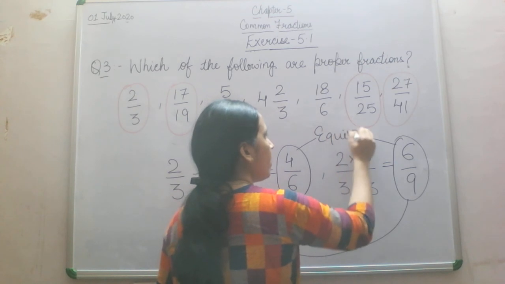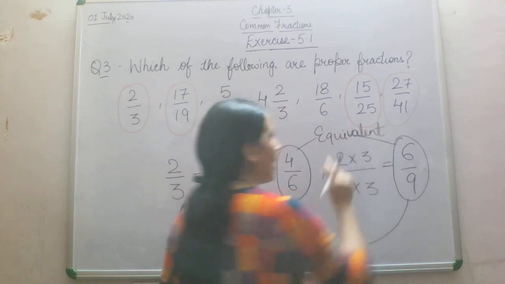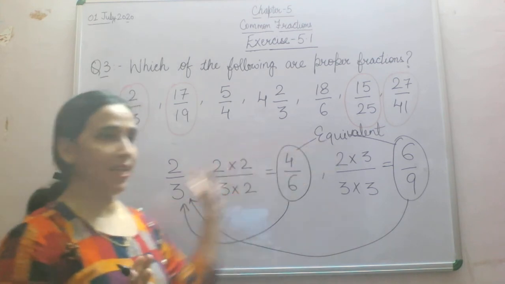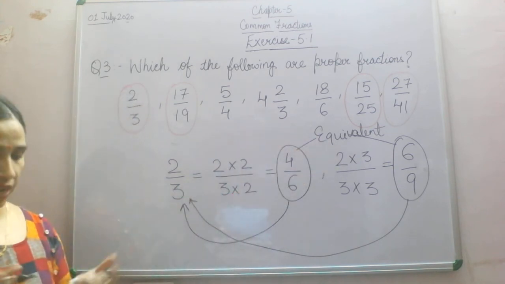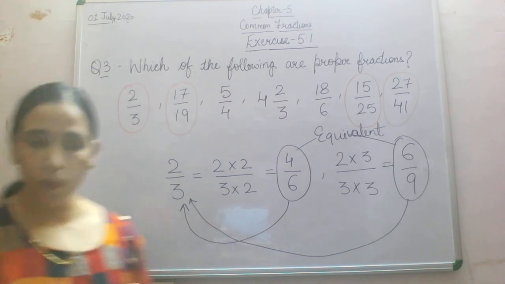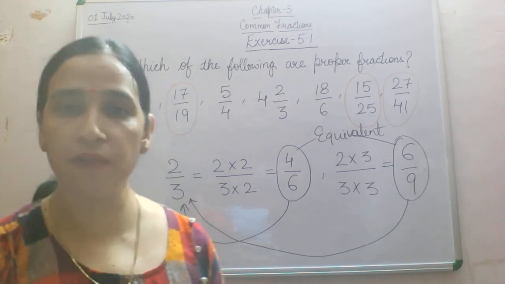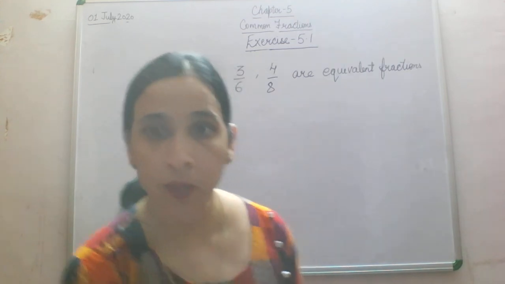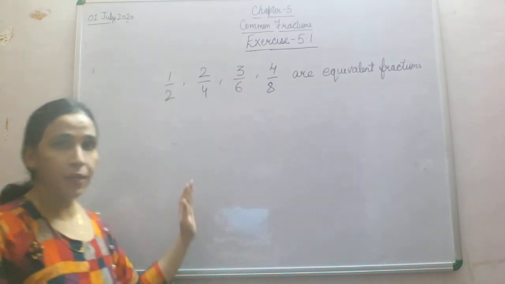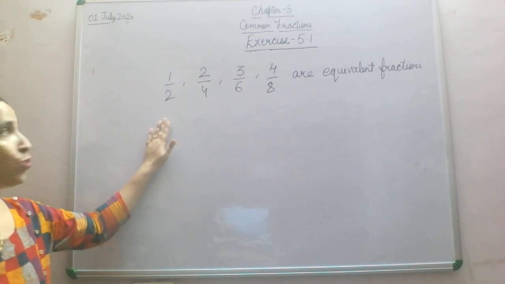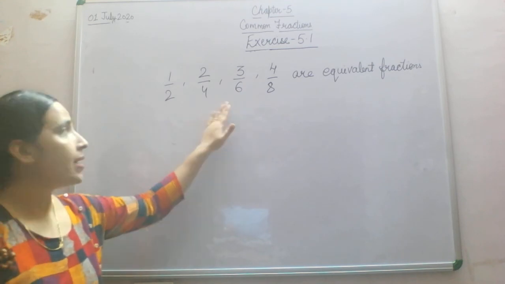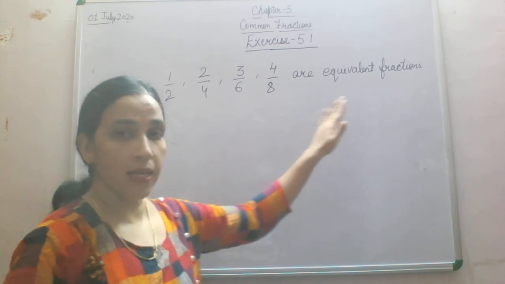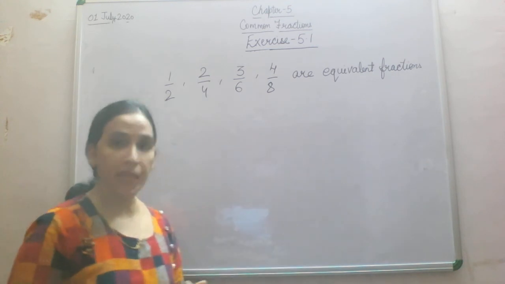Now what do you understand by equivalent? Equivalent means equal to the given fraction. So now we will understand how to write the definition of equivalent fraction. Children, here you can see 1 by 2, 2 by 4, 3 by 6 and 4 by 8 are equivalent fractions. Can you tell me why?